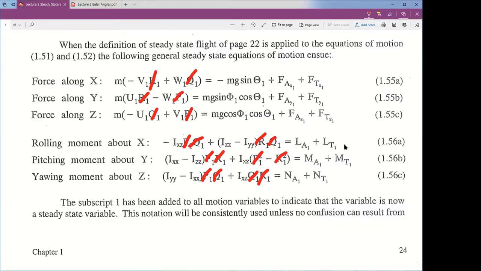It says the total rolling moment is 0. The total pitching moment is 0. Total yawing moment is 0. That's what we call the moment pitch trim equations, right? Total pitching moment is 0. It means the airplane doesn't rotate in pitch. That's what we call pitch trim. The top one would be trim in roll, and this is trim in yaw.